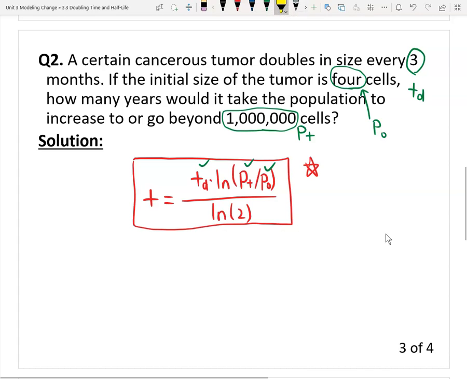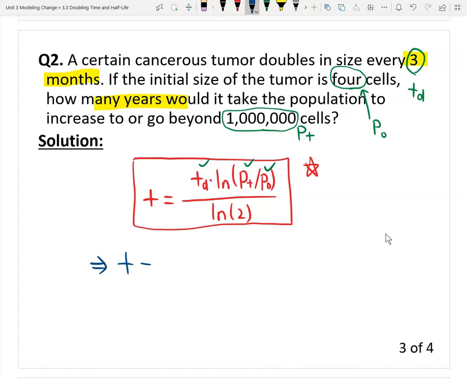But one thing I have to mention, TD is in 3 months, and the question asks how many years. Okay, the units are not consistent. You can do this: you can change the years to months or change the months to years. So let's keep the month first. We're going to find the t in months first. Therefore, we plug everything in now.